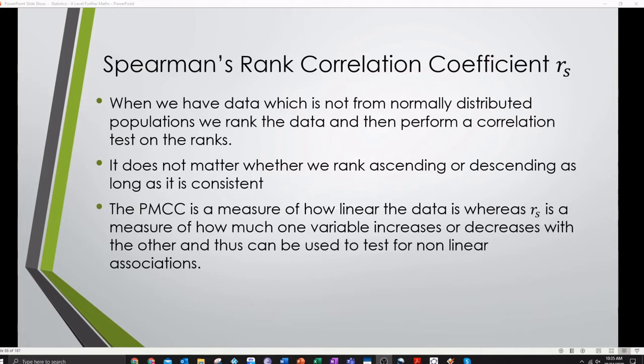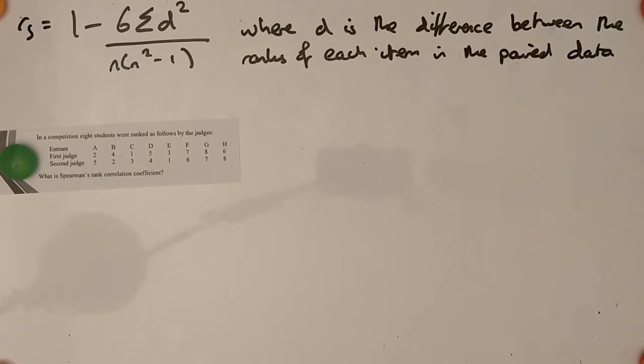The formula is quite straightforward, and we're going to do some examples and again some hypothesis testing with it. The formula for RS is 1 minus 6 sum of d squared over n times n squared minus 1, where d is the difference between the ranks of each item in the paired data.